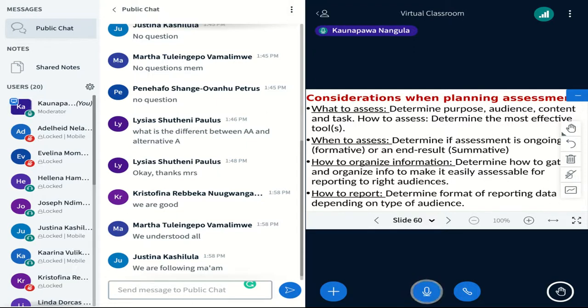Then how are you going to report the data? That depends on the audience. Because when you are reporting to, let's say, an administrator, it's a little bit different from how and when you report to the learners themselves, or when you're reporting to the parents. So you have to make sure that how you report it is going to be understandable as well. The format is easy to be shared.